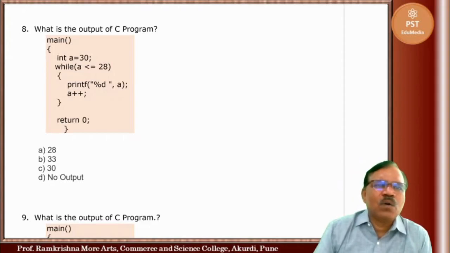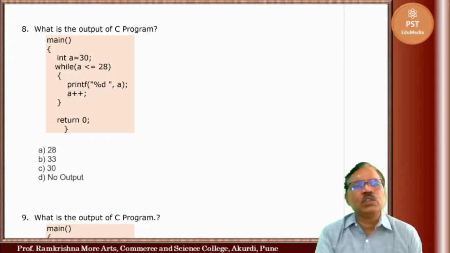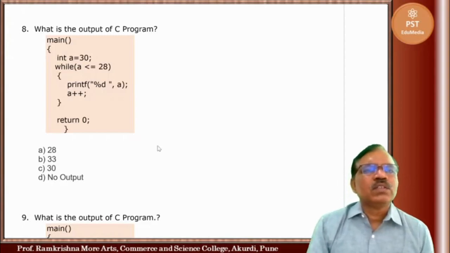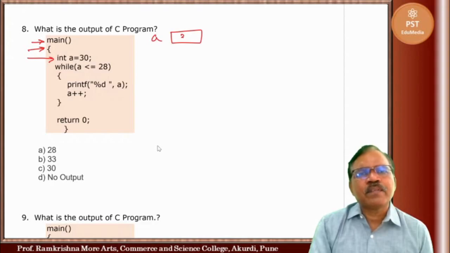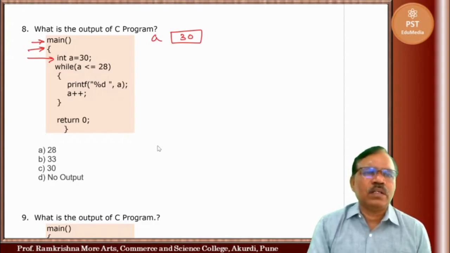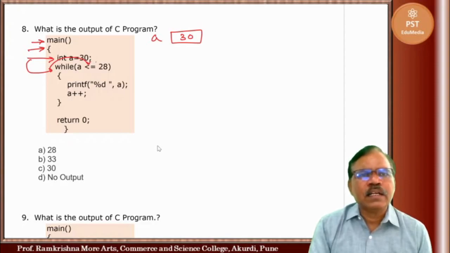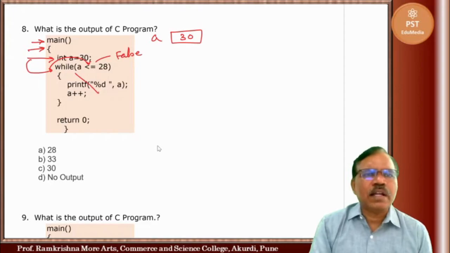What is the output of the program? Same program I have taken, only I have used while loop. So here main, then it enters here. So at the memory location of A, 30 is stored. Then it goes to while loop, it goes to condition. Condition is false. So it will not enter in the loop. It will directly go here.